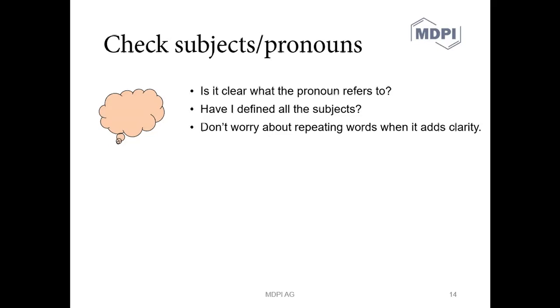So just to summarize, is it clear what pronouns refer to? Have you defined all of the subjects and indeed the objects in sentences? And don't worry about repeating words when it adds clarity. This is academic writing. We're not writing something that's very stylistic. The main aim is to clearly get across the information that you want the reader to know.